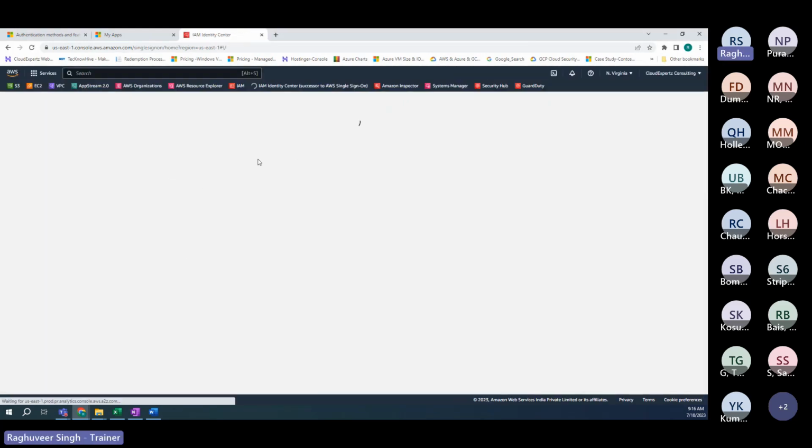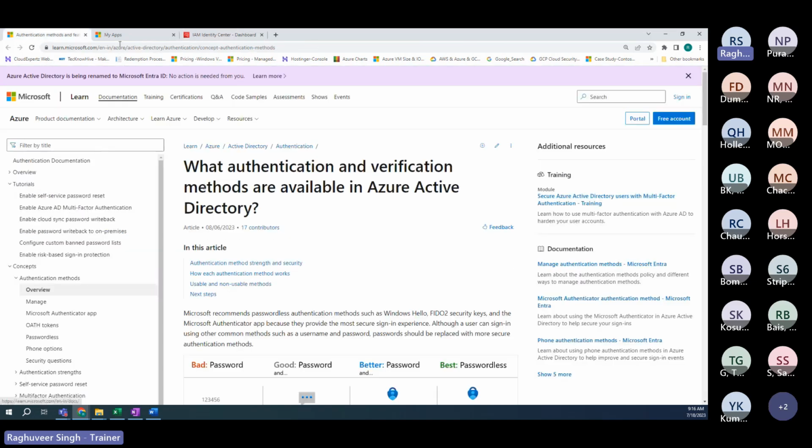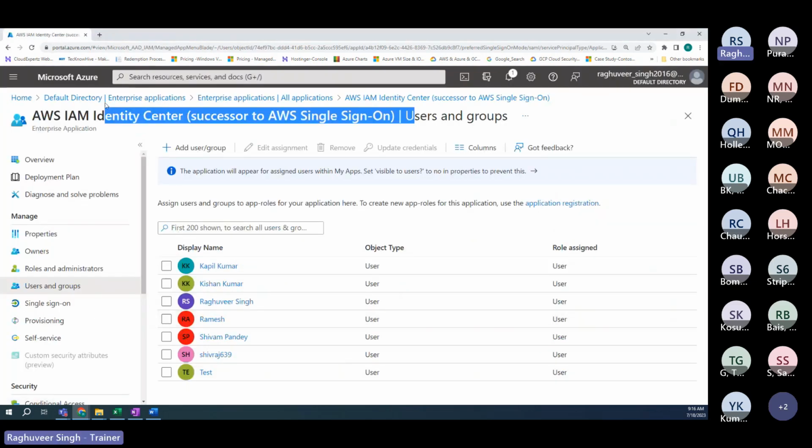Now this is the AWS portal, and this is where you will see the users. When you configure this enterprise app, the single sign-on integration with AWS, your users exist in your directory. You add users in the app here, and then these users start to reflect into the application, which is the AWS portal here.